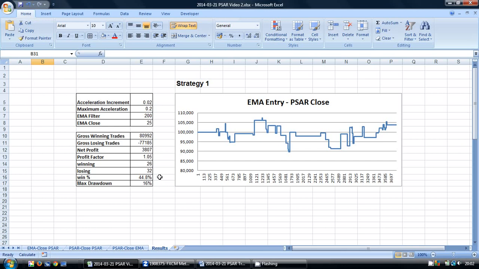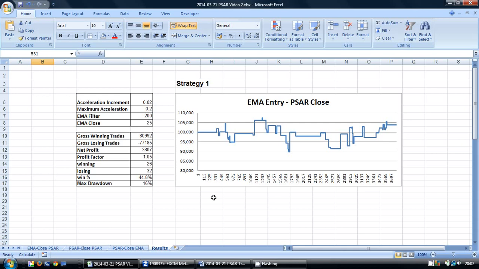Our win percentage is fairly decent for a trend following type strategy, just under 45%, and our maximum drawdown of 16% is also fairly reasonable. But our equity curve is not going very far, and this is a relatively unsuccessful strategy.